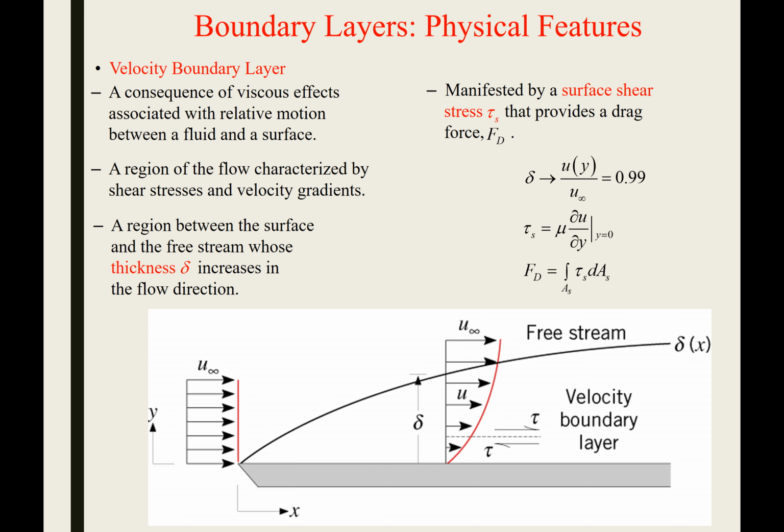So the thing to remember is this delta is defined as our x velocity as a function of y relative to the free stream velocity, u infinity, or I'll sometimes call that the bulk velocity. So as soon as our u as a function of y is 99% of the bulk velocity, that's where we define the height of our boundary layer.